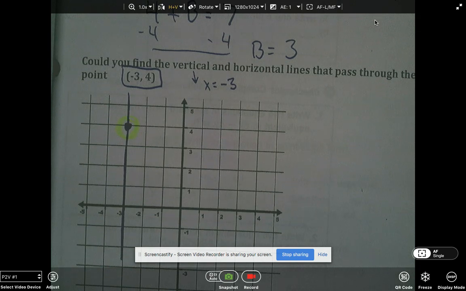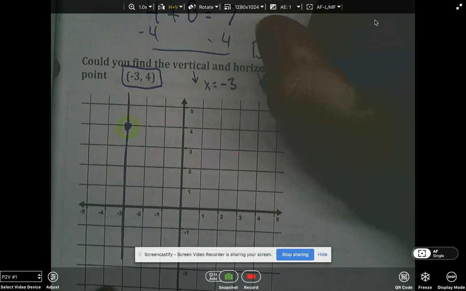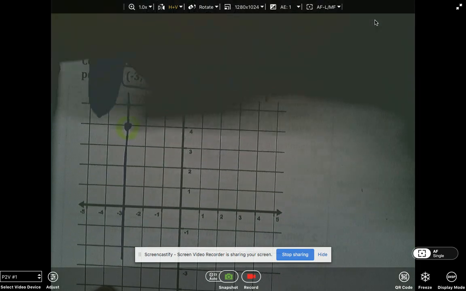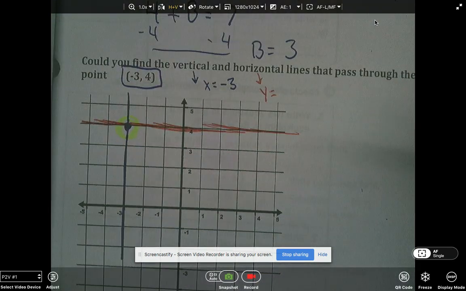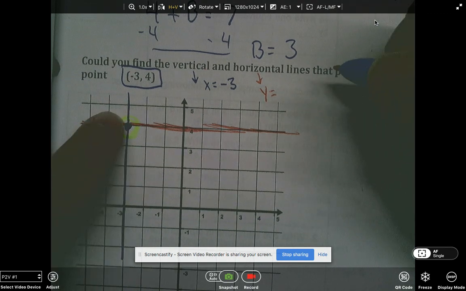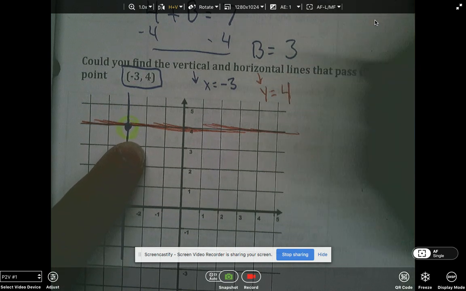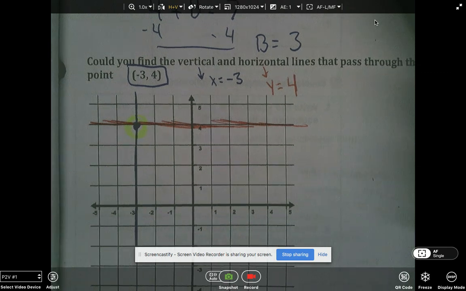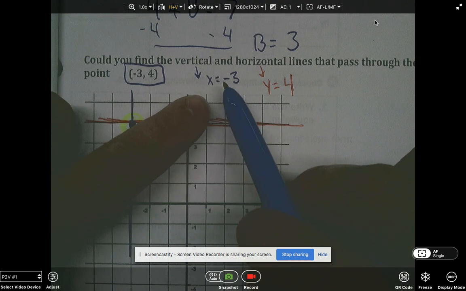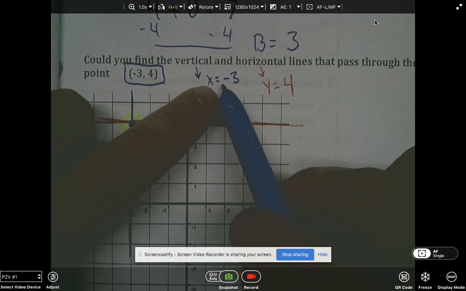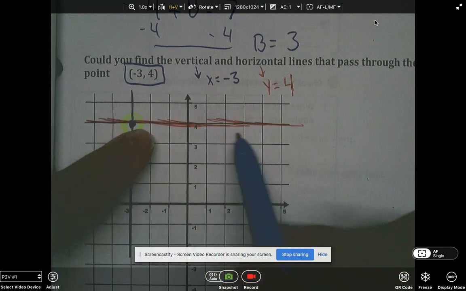And then if we want the y equals equation here, hopefully you know that horizontal is y equals, right? So that would be this line right here. Can someone tell me what's the y equals equation that would go right through that coordinate? Yeah, so it would be y equals 4. So basically, it seems like a complicated question, but really, if you want to pass through any point, -3, 4, you just use your x coordinate, x equals -3, and you pass through it. Use your y coordinate, y equals 4, and you pass through it.